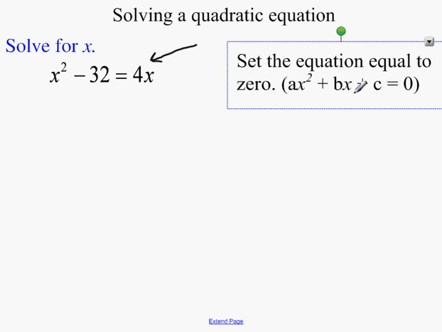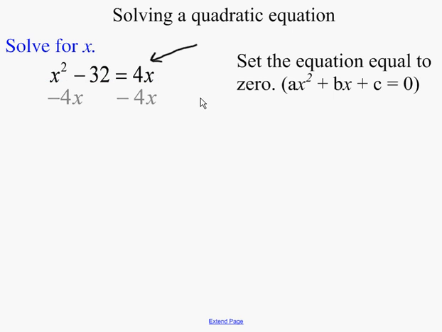And I want to make it look like this: ax squared plus bx plus c equals 0. So I want to move everything to one side. And to keep things simple, I want to keep the x squared positive. So what I'm going to do is move this 4x to the other side. And what that's going to do is cancel the 4x's here.